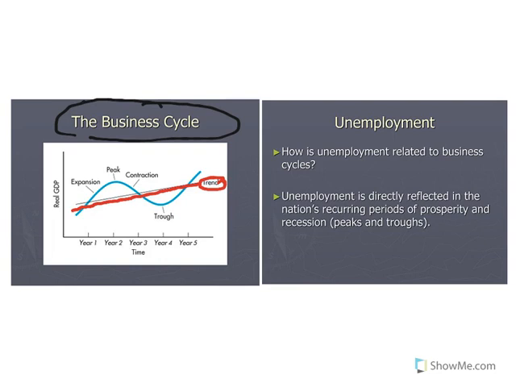Now, the reason why we say unemployment would be directly reflected in the nation's reoccurring periods of prosperity and recessions is because of the direct relationship between unemployment and the business cycle. In other words, historically, we can see that when we are in the expansionary phase of the business cycle, meaning that real GDP is rising, output is increasing, generally firms are hiring more people, therefore the unemployment rates tend to go down. And then the opposite occurs when we are in a recession, or again what we call the contractionary phase of the business cycle.